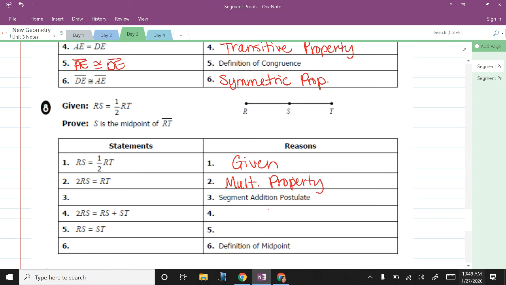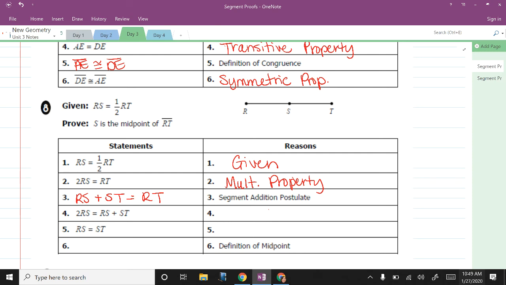Next, I have to fill in statement number 3. I don't know what that is, but my clue is here to use the segment addition postulate. What does segment addition postulate basically say? Little plus little equals big, and they have this picture up here for me. These are equal, so their lengths are equal, so I'm not going to use congruent segments, I'm going to use the lengths. So how can I write that in segment addition postulate? RS plus ST equals RT. Very good. That's the segment addition postulate. Little plus little equals big. Is everybody okay with that?